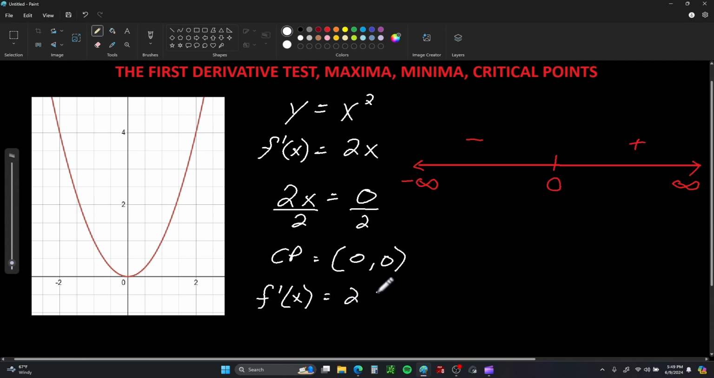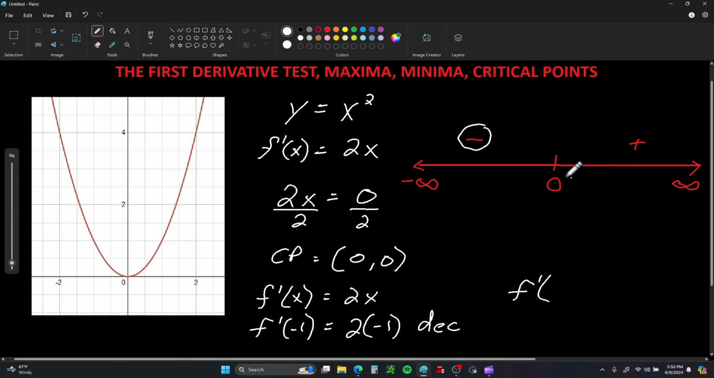So the first derivative being 2x, if I pick values for this, for example, let's say I pick f prime of -1, then I get 2 times -1. My answer is negative, so that tells me that to the left of my critical point, I have a negative slope. That function is decreasing. If I pick a positive number, something close, f prime of 1 would be 2 times 1, which is positive 2. That tells me that the slope is increasing.